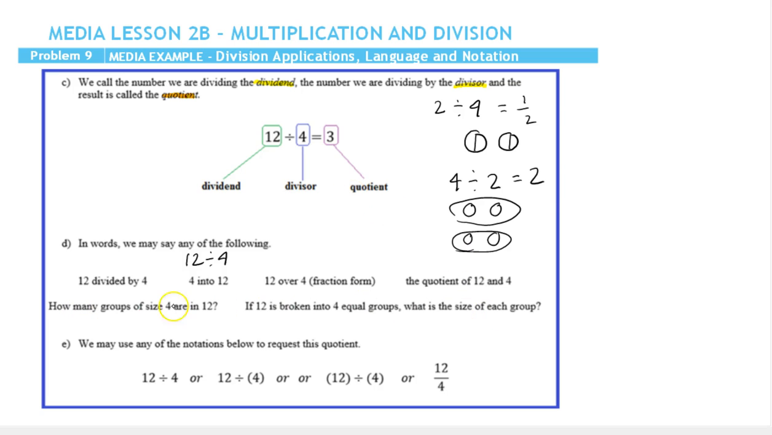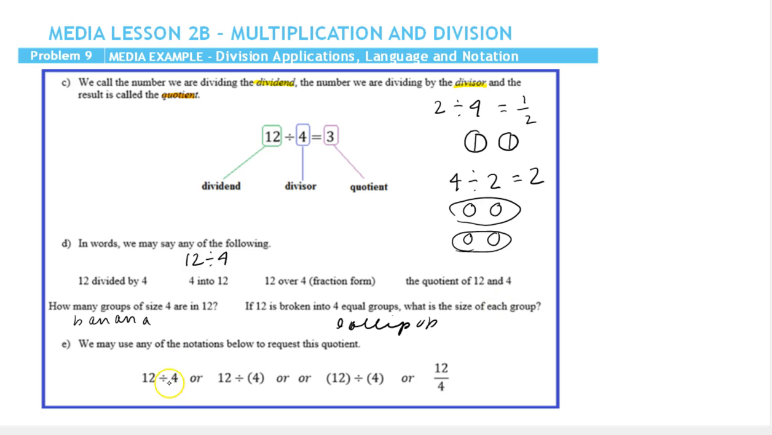These were the two ways that we looked at this in our example problems. We said how many groups of size 4 are in 12, so this was like the banana problem. How many groups of size 4 bananas are in 12 bananas? And this one is a little bit harder to say, but it's still good to know this idea: if 12 is broken into 4 equal groups, what is the size of each group? And that was like the lollipop problem. Okay, we had the 12 lollipops. We broke it into 4 equal groups of lollipops per friend, and our goal was to find how many lollipops each friend had, or the size of the groups.